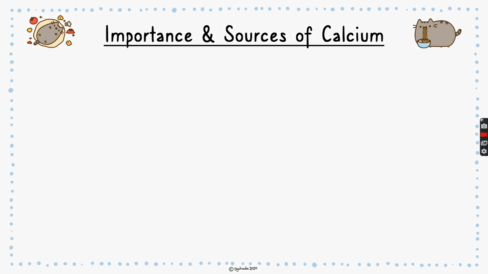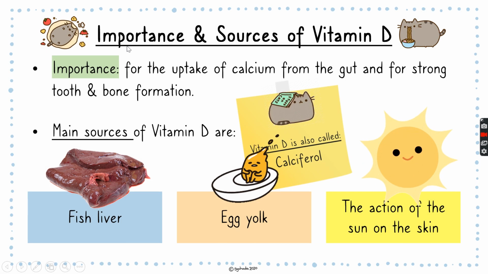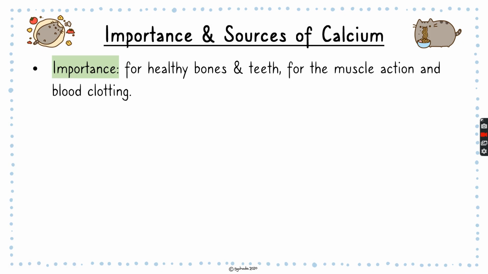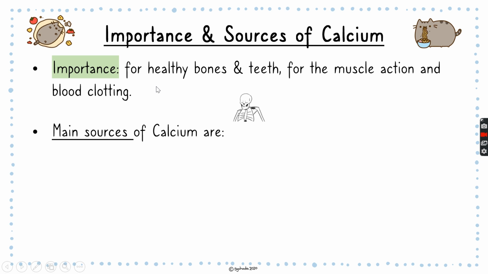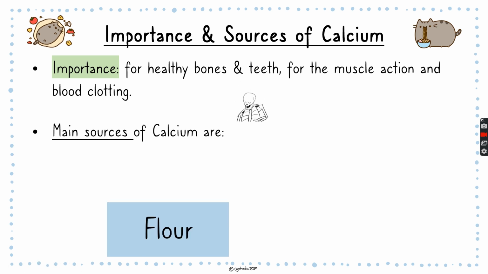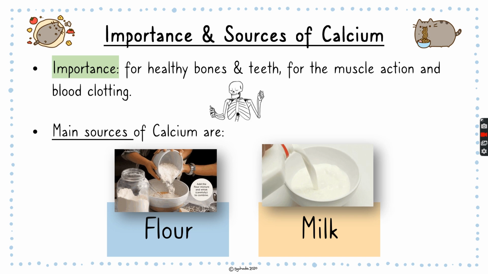So we talked a bit about calcium just now. Vitamin D helps to uptake calcium. That means it helps to absorb calcium into your body. Calcium is used for healthy bones and teeth, and also for muscle action and blood clotting. Blood clotting happens when, for example, you have damage on the surface of your skin or even internally. So your body responds with this clotting mechanism to heal the wounds. The main sources of calcium are flour and milk.